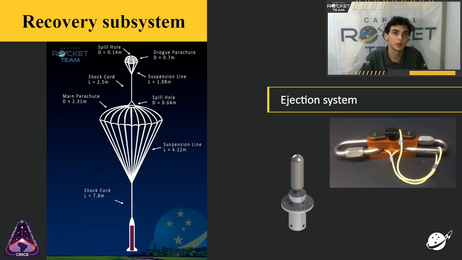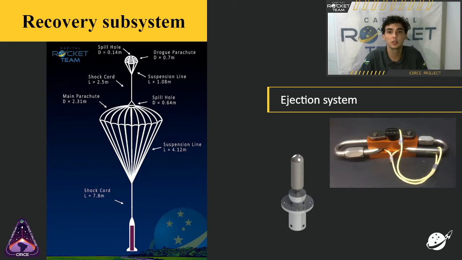And now let's talk about the recovery subsystem. We're going to use two different parachutes. The drogue parachute is going to open at apogee, and it has 0.7 meters in diameter. And our main parachute is going to open at 400 meters in altitude, and it has a diameter of 2.3 meters. Both of them have a spill hole of 20% of its diameter.